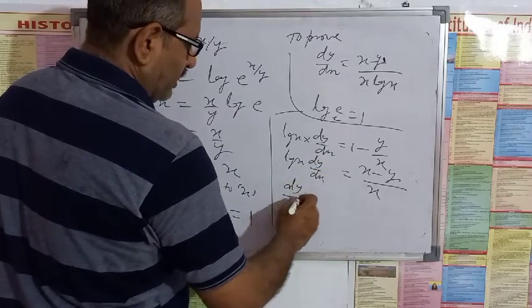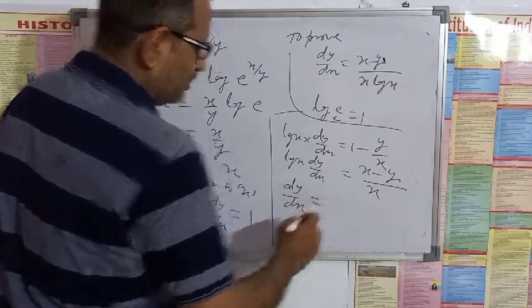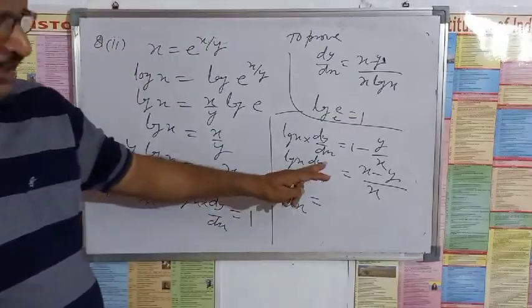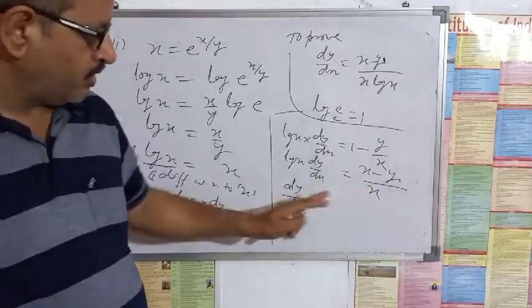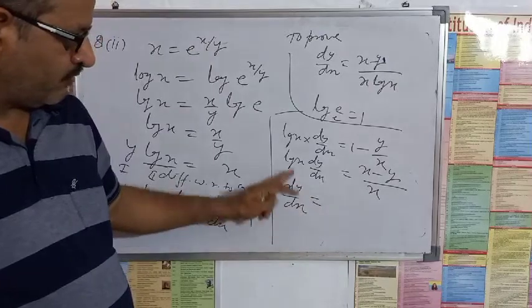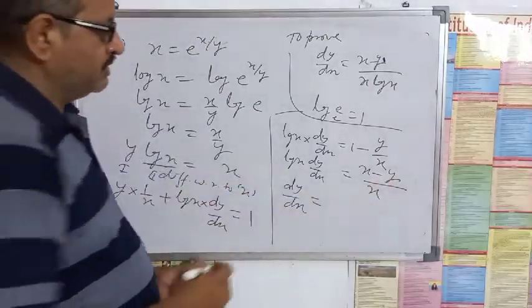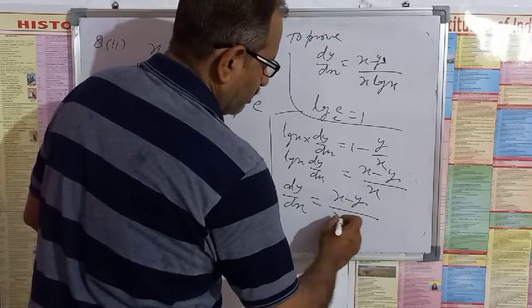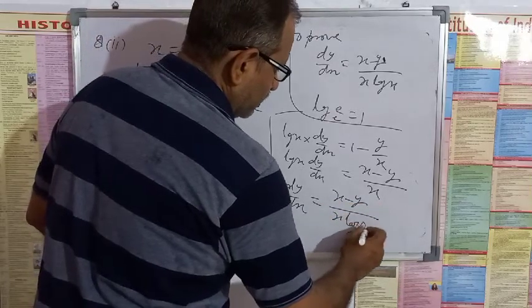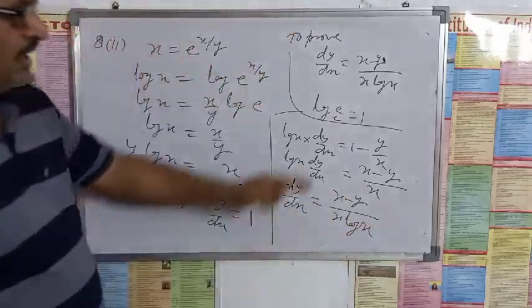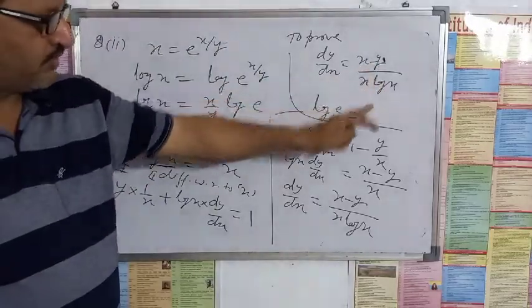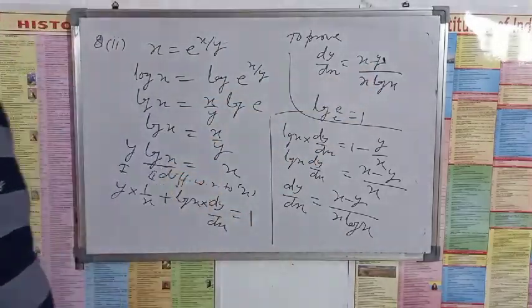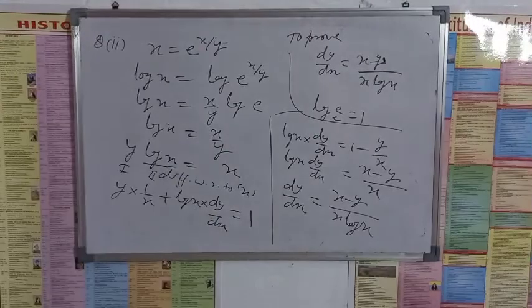What will be dy by dx? Log x into d by dx of y. What will be d by dx of y? We will divide by log x. So it is x minus y upon x log x, and we had to prove this result, x minus y upon x log x. So it was question number 8, second part.